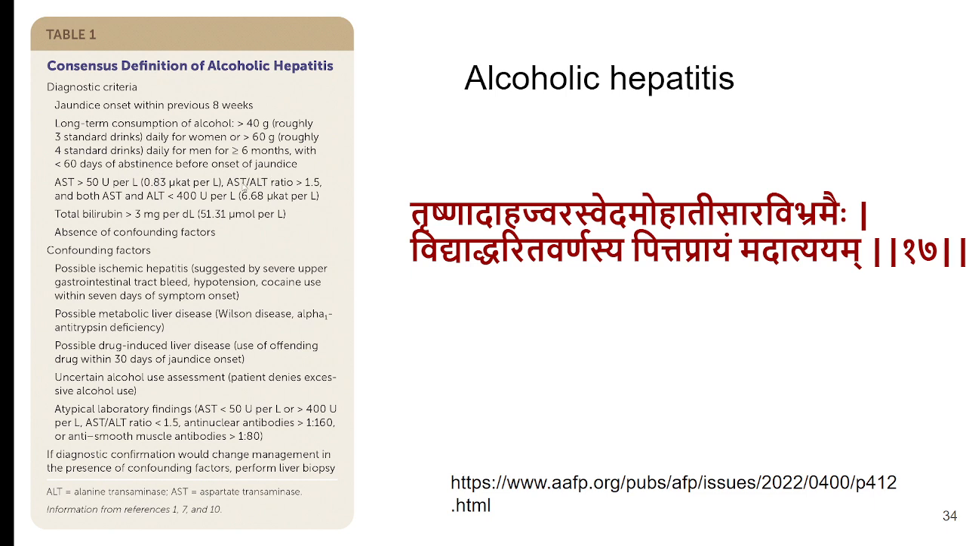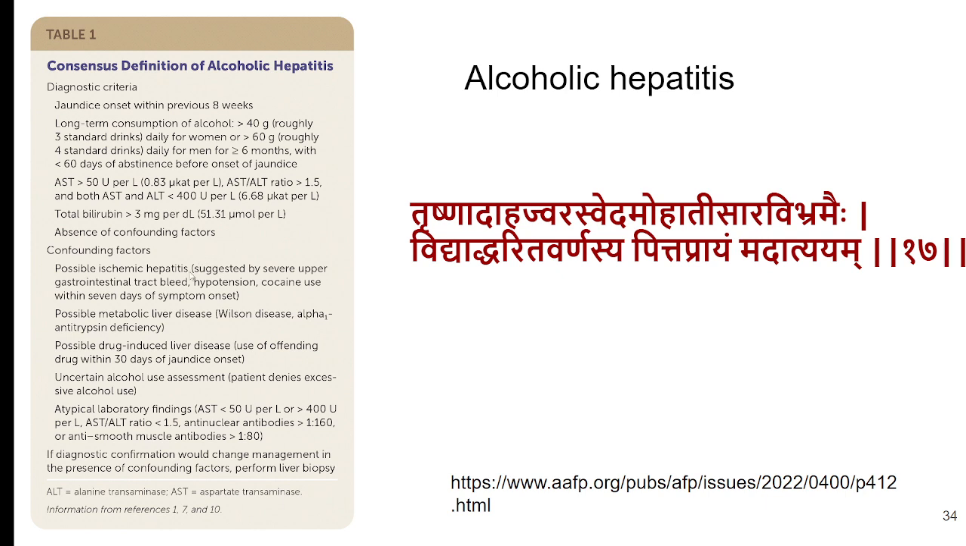So if the person has stopped drinking for 60 days and then the jaundice has occurred, it may not be considered as alcoholic hepatitis. And the other biochemical criteria is AST has to be more than 50 units, and the AST-ALT ratio should be more than 1.5. That's something which we have discussed in the previous session, the ratio of SGOT to SGPT. And the total bilirubin should be more than 3 milligram per deciliter, then it is considered as alcoholic hepatitis.